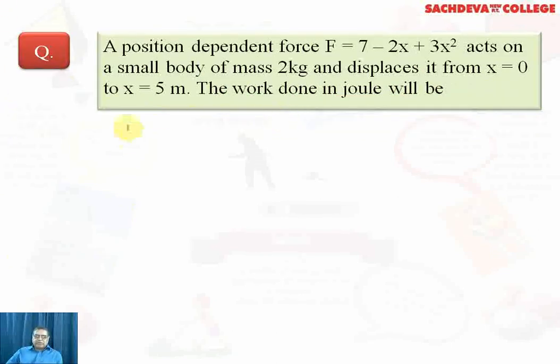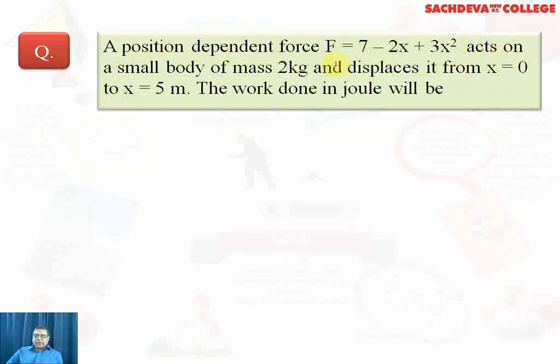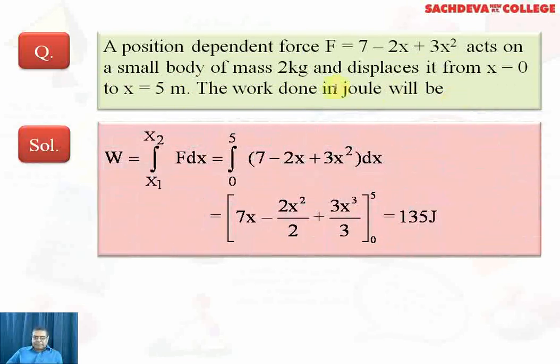Now we have a question. A position dependent force, F equal to 7 minus 2x plus 3x squared, acts on a small body of mass 2 kilograms and displaces it from x equal to 0 to x equal to 5. The work done in joules will be how much? In order to find the work done, we have to integrate a function. So by integrating, the limits will be from minimum 0 to maximum 5.